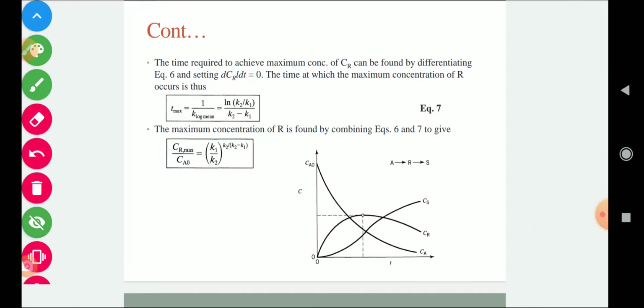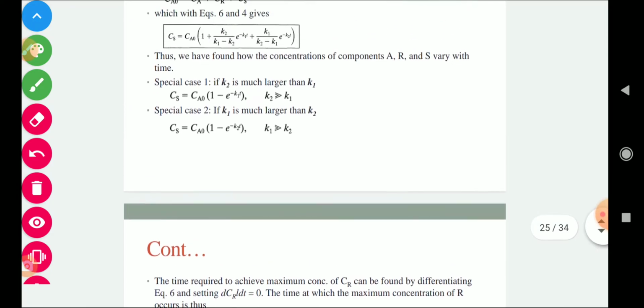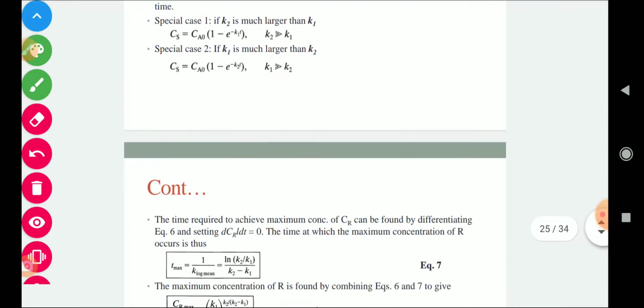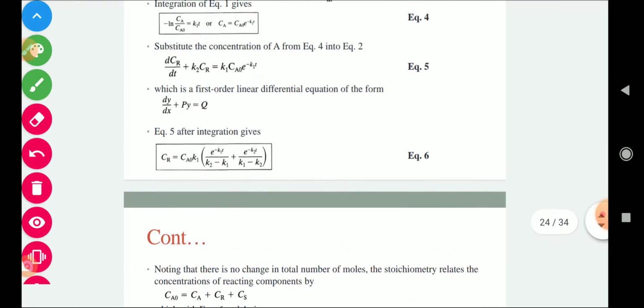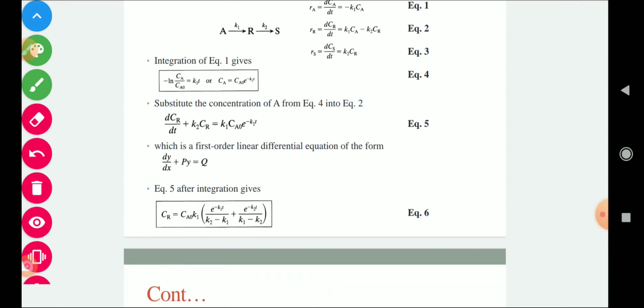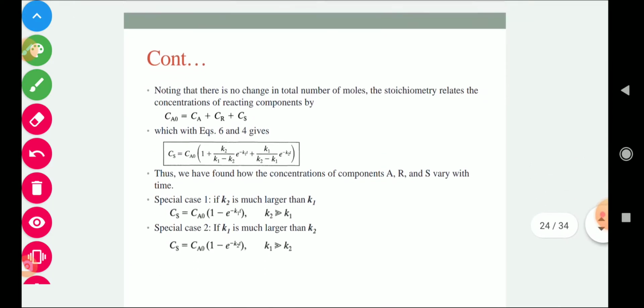The time required to achieve maximum concentration of CR can be found by differentiating equation 6 and setting dCR by dt equal to 0. The time at which maximum concentration of R occurs is thus. So to get the maxima, we have to differentiate this equation 6. If we put dCR by dt equal to 0, it will give maxima. In that way we can calculate maximum concentration of R.